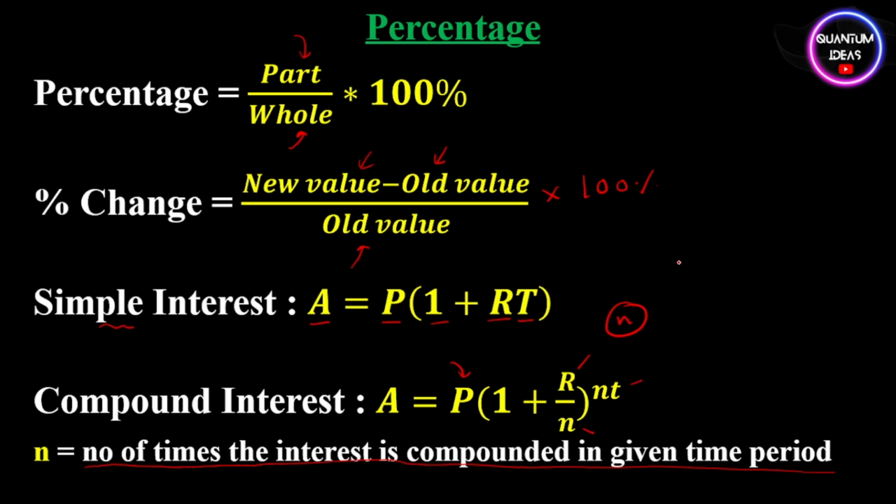For example, if the interest is compounded, let's say, two times every 4 years, let's say every 4 years, the question says. So in that case our N will be the number of times, that is 2 times for every 4 years. So in that case our value of N will be 1/2. Okay, so let's move to our next one.